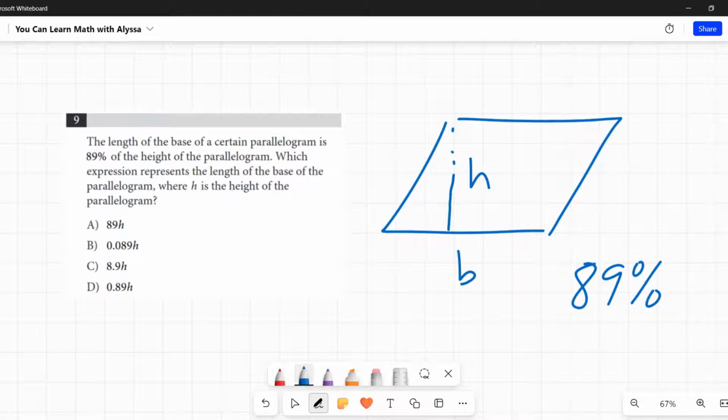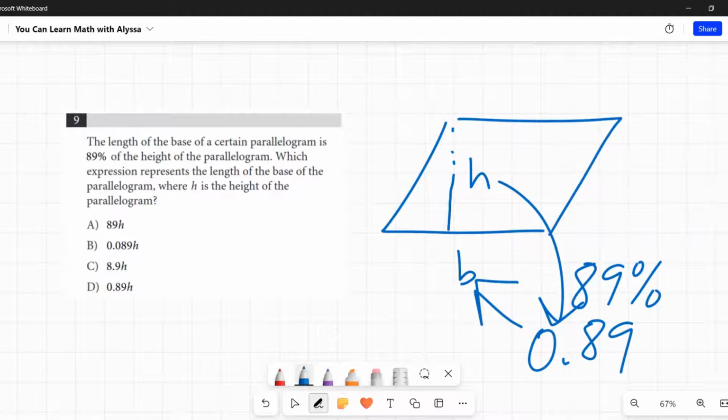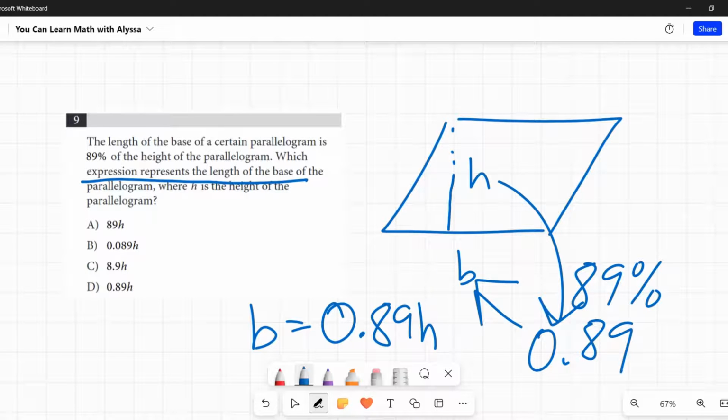The other way that 89% can be represented is as a decimal of 0.89. So the height times 0.89 would equal the base. So I'm going to write that as 0.89 times the height is the base. Now it's asking which expression represents the length of the base. Okay, I've already said it's 0.89h, so let's look at our choices, and there it is, 0.89h. D is my answer.